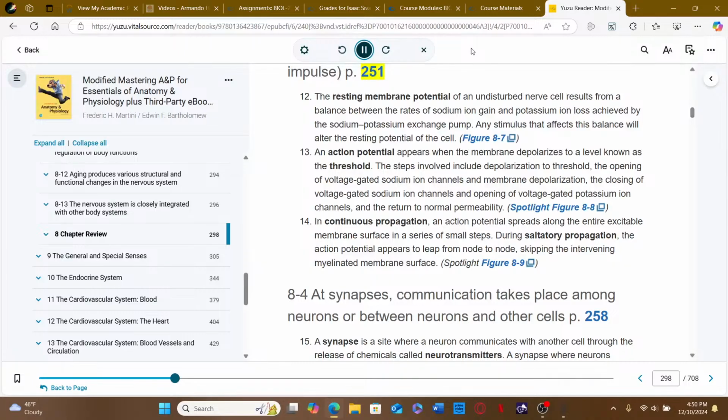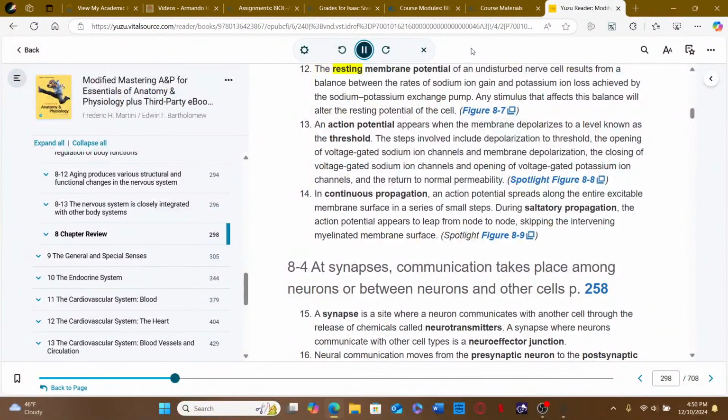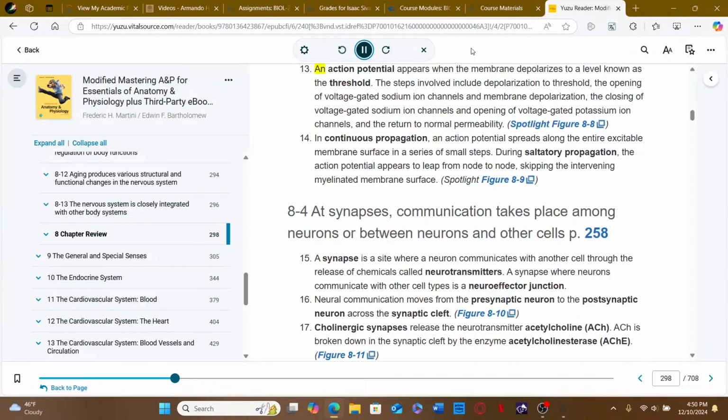The resting membrane potential of an undisturbed nerve cell results from a balance between the rates of sodium ion gain and potassium ion loss achieved by the sodium-potassium exchange pump. Any stimulus that affects this balance will alter the resting potential of the cell. An action potential appears when the membrane depolarizes to a level known as the threshold. The steps involved include depolarization to threshold, the opening of voltage-gated sodium ion channels and membrane depolarization, the closing of voltage-gated sodium ion channels and opening of voltage-gated potassium ion channels, and the return to normal permeability.